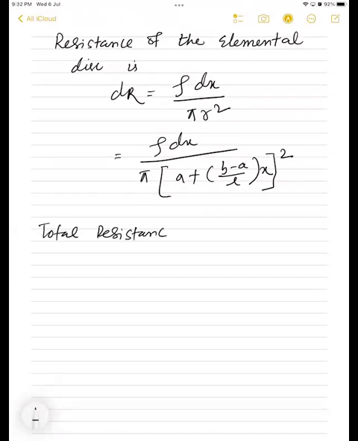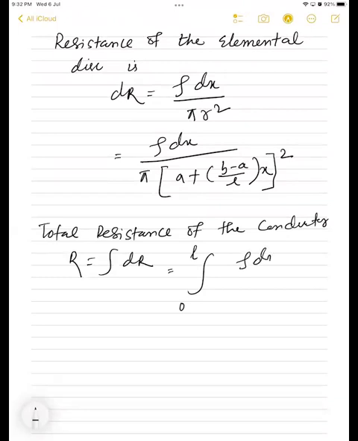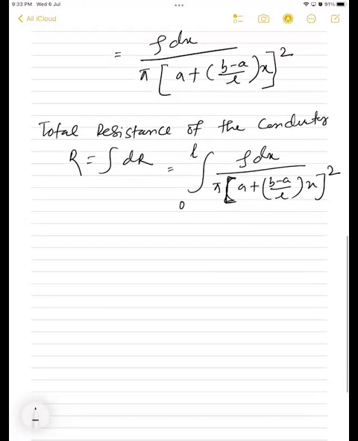Then to get the total resistance of the conductor, you have to integrate. That is R is equal to the integration of dR, that is the integration of dx varying from 0 to L. If I am standing at the left side it is 0, and at the extreme end it is L. So that is equal to rho dx divided by pi into (a plus (b minus a) by L into x) whole square. Getting or not, students? Correct?